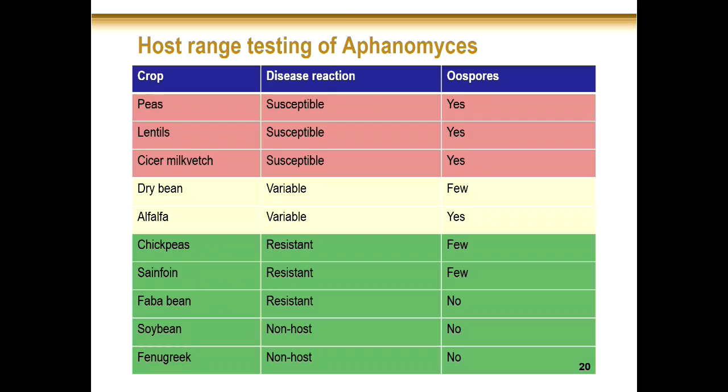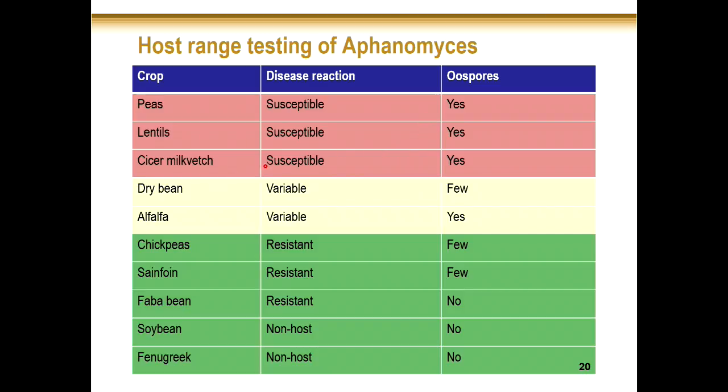Okay, so the next thing we looked at was host range testing of Aphanomyces. And we did this in the greenhouse and in conjunction with Sabine Banniza at the University of Saskatchewan. And really what we found is that peas and lentils are just as equally susceptible to Aphanomyces. You get lots of oospores being produced in the roots, and that means that every time you're growing these crops in a field, you're increasing that oospore level, increasing your inoculum potential.